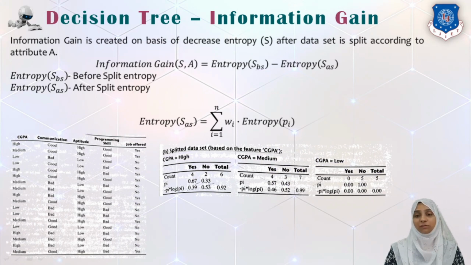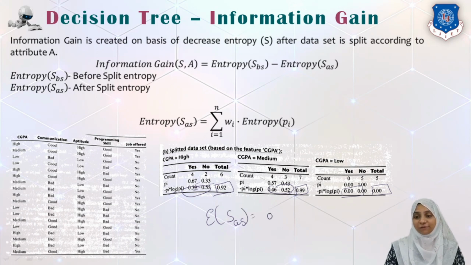So the probability is found, and using the probability I can just put values in this formula: minus p of i into log of p of i to the base 2. So the values achieved are 0.39 and 0.53, 0.46 and 0.52. Summation of these two is nothing but my first entropy. Summation of these two is nothing but the entropy of another partition, and summation of these two is nothing but the entropy of the third partition.